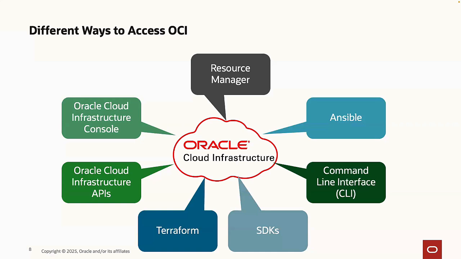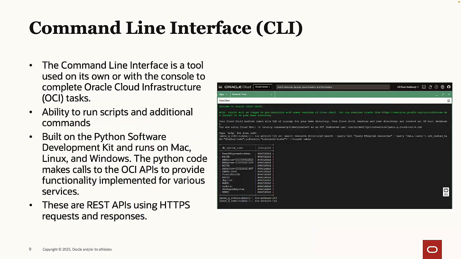We'll dive into a few of these access methods just a little bit further, starting with the command line interface. The command line interface is a tool used on its own or with the console to complete OCI tasks. The CLI provides the same core functionality as the console, plus some additional features, such as the ability to run scripts and additional commands. Most useful for managerial tasks, the CLI is built on the Python software development kit and runs on Mac, Linux, and Windows.